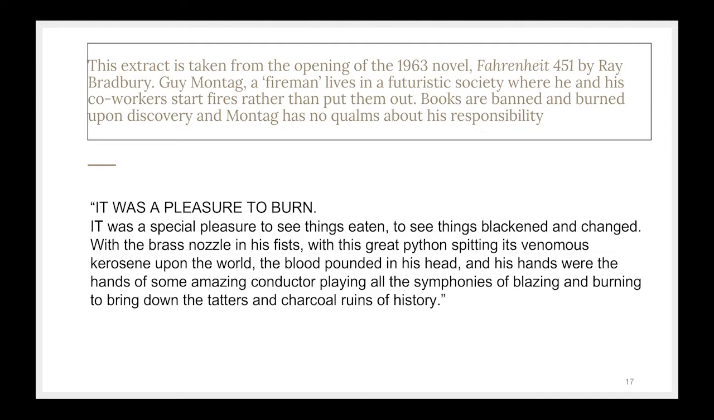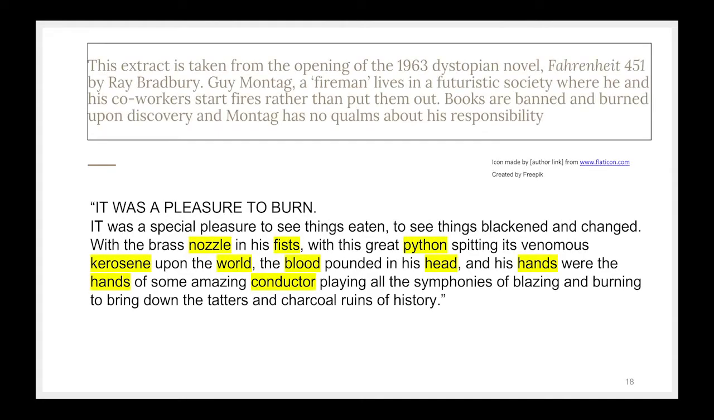So you might want to pause this here, have a look and try and find the concrete nouns. I'm going to move on. So I've highlighted them there for you. You've got nozzle, fist, python, kerosene, world, blood, head, hands, and conductor. Now remember that when you're reading, you need to try and visualize them. So try and create the image in your head, because that's what the author wants you to do.